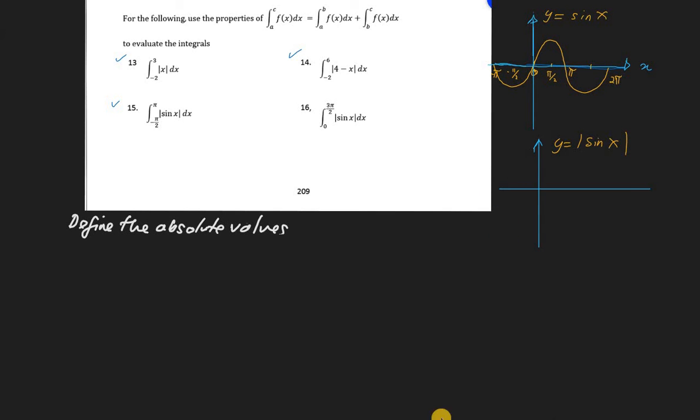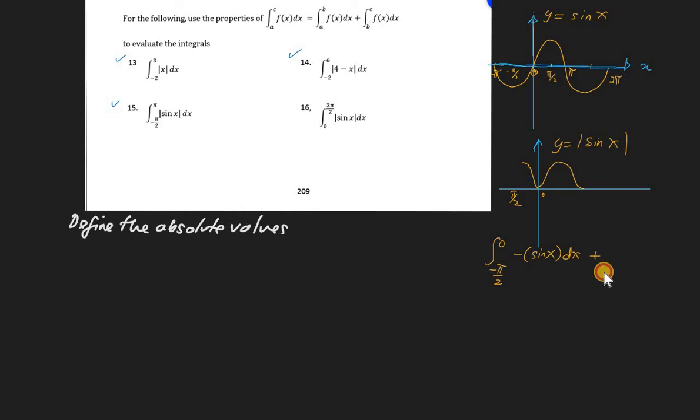As we flip for this portion, negative pi on 2 to 0, we flip the graph of the sine, so we will receive negative. And then for this portion from 0 to pi, you can just play around with it.